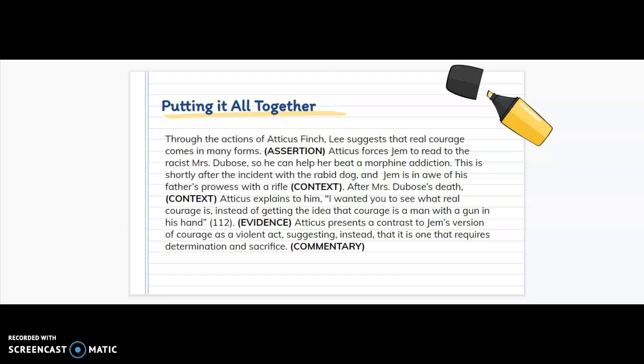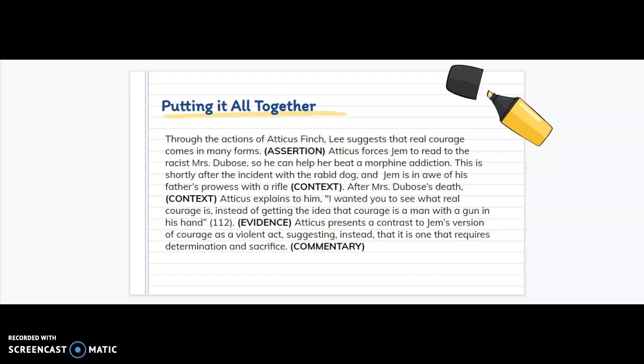I want you today to actually label your assertion, context, evidence, and commentary on your body paragraph. If you are doing this on the Google slide, you could also use highlights of different colors if you provide a key. That's fine, if you'd rather not write assertion, context, evidence, commentary. In this example, and I like this example because you read Mockingbird last year, the assertion is that through the actions of Atticus Finch, Lee suggests that real courage comes in many forms.